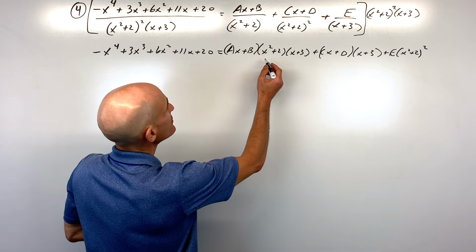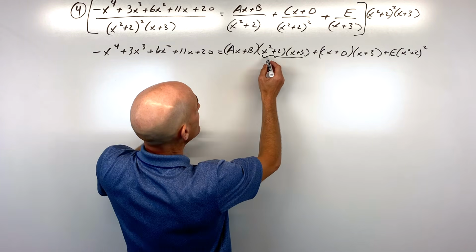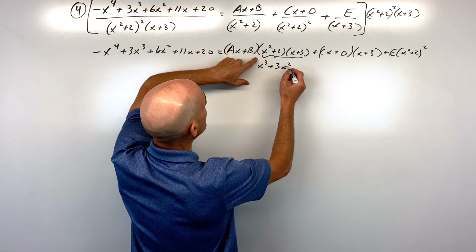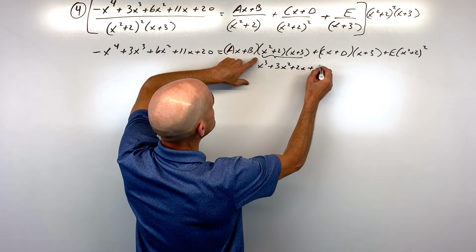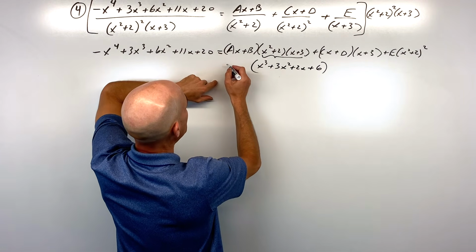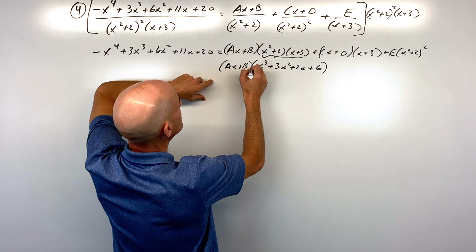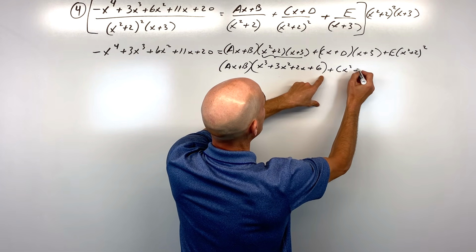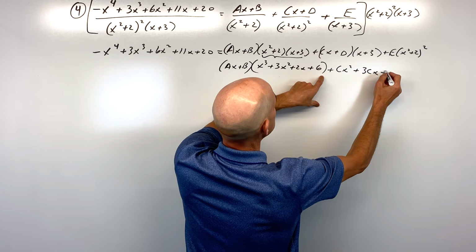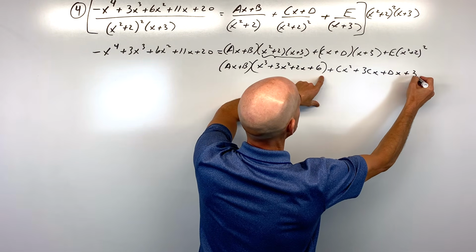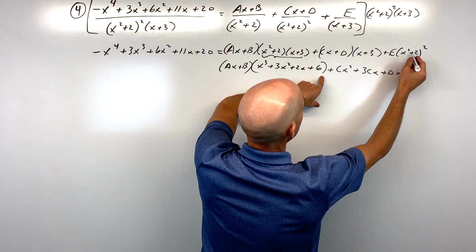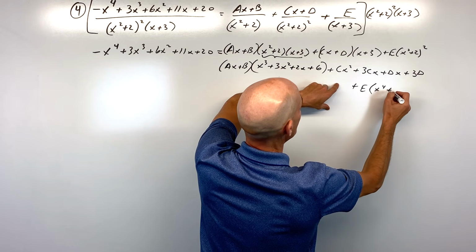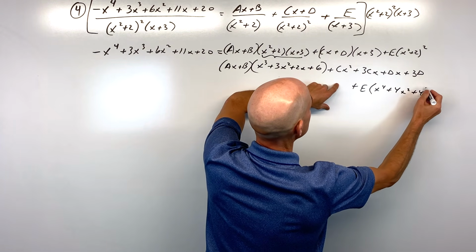And so what we want to do here is, let's start by multiplying these together. We've got x cubed plus 3x squared plus 2x plus 6, all multiplied by the ax plus b. And then over here, if we FOIL this out, we distribute the cx, we get cx squared plus 3cx plus dx plus 3d. And then if we multiply this part out, we have e times x to the 4th plus 4x squared plus 4.